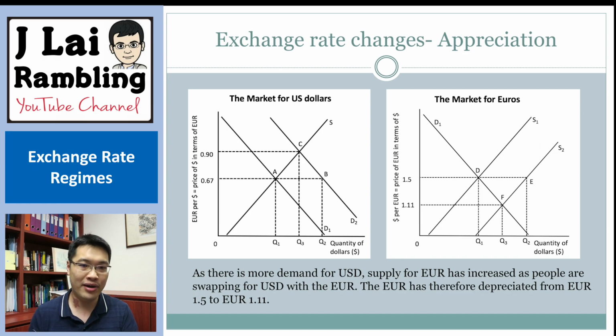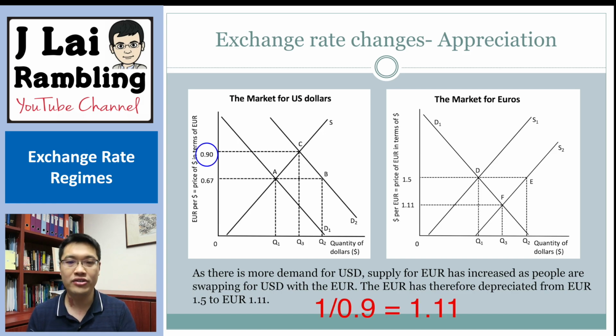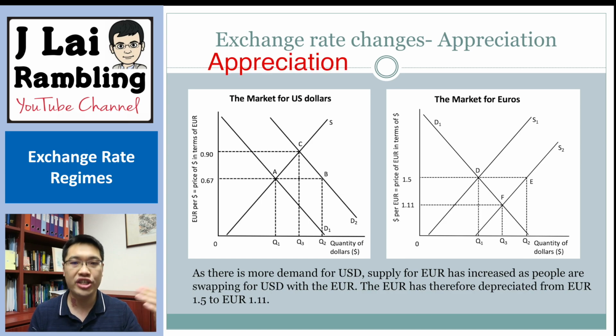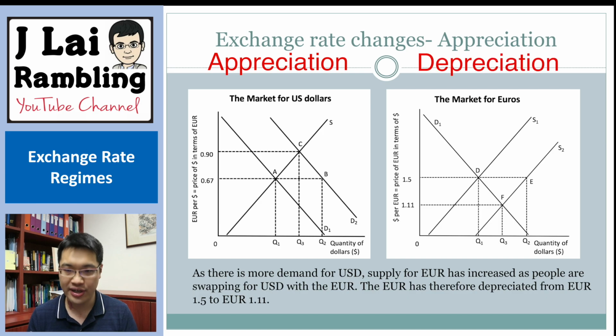And the equilibrium price drops from 1.5 to 1.11. And you may have already guessed this, but 0.9 euros per dollar is equivalent to 1.11 dollars per euro. Therefore, on the one hand, in the market for US dollars you have an appreciation, and in the market for euros you have a depreciation as people are selling off the euros to buy more dollars.